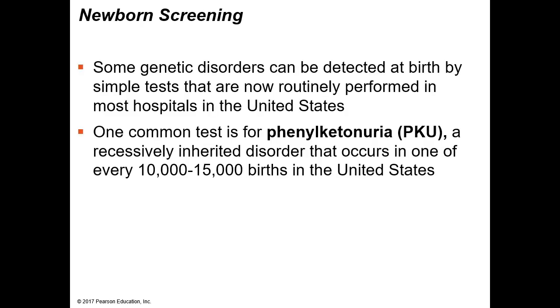Some genetic disorders can be detected at birth by simple tests that are now routinely performed in most hospitals in the US. One common test is for phenylketonuria, PKU, a recessively inherited disorder, which is the inability to metabolize an amino acid called phenylalanine, which is found in many proteins and artificial sweeteners. This disorder occurs in 1 of every 10,000 to 15,000 births in the US, so it is very rare.